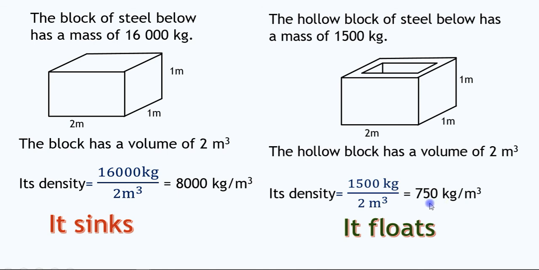The fact that it has been hollowed out has decreased its mass and decreased its density, so now it floats. Although it is made of steel, which is more dense than seawater, the density of the structure as a whole is less than that of seawater. And this is how a boat made of metal can float on water.